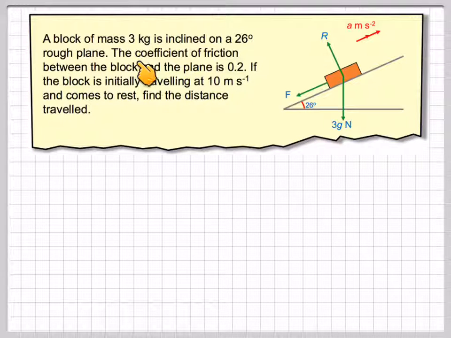A block of mass 3 kilograms is inclined on a 26-degree rough plane. The coefficient of friction between the block and the plane is 0.2. If the block is initially travelling at 10 meters per second and comes to rest, find the distance travelled.